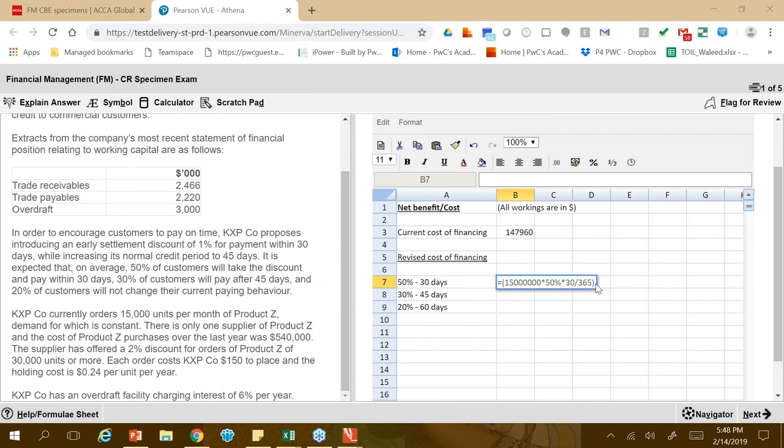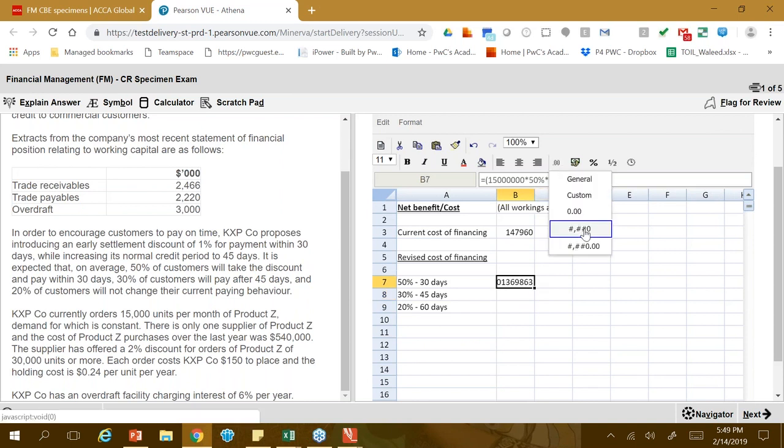Now what I'll do with this receivables balance is multiply it with the overdraft rate, which is 6%. And this will give me the cost of financing the receivables who take 30 days. Okay, so that is our cost of financing the receivables who take 30 days. That is 36,986.